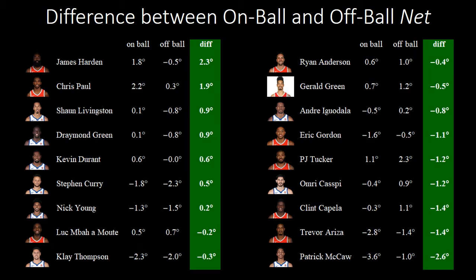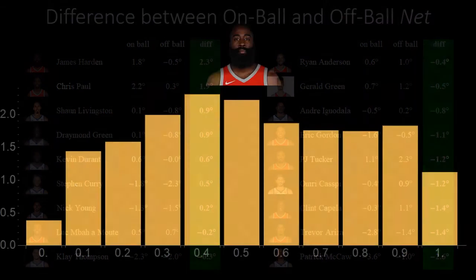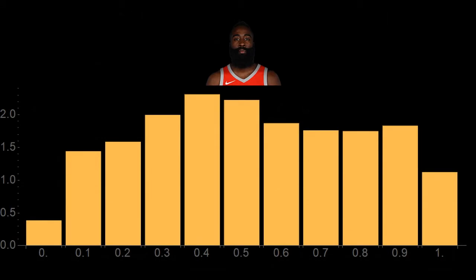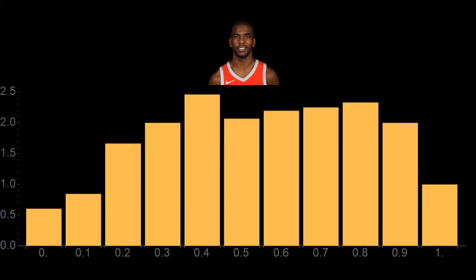It's only in the middle that they should have a lot of productivity, and boom, that's exactly what we see. At 0 and 1, they make between 0 and 1 point. It's when Harden has the ball about 40 or 50% of the time that they score 2 points per possession. Same thing with Chris Paul.